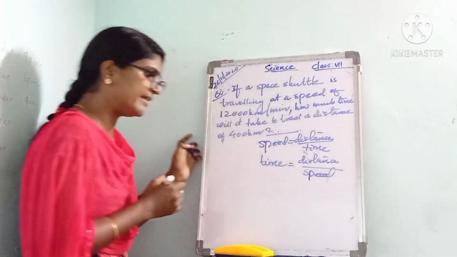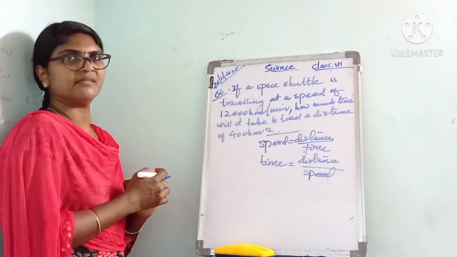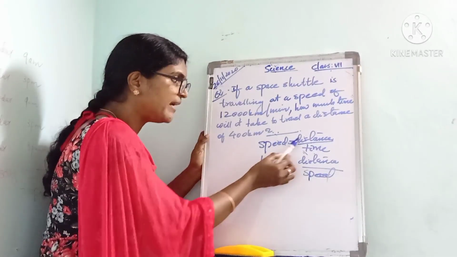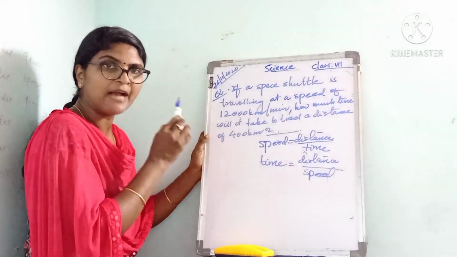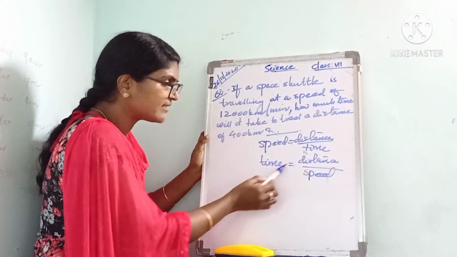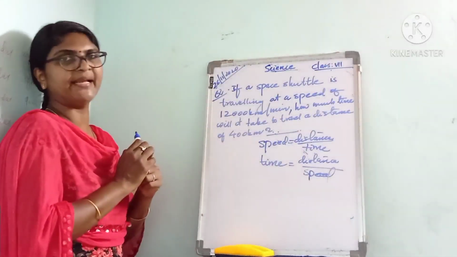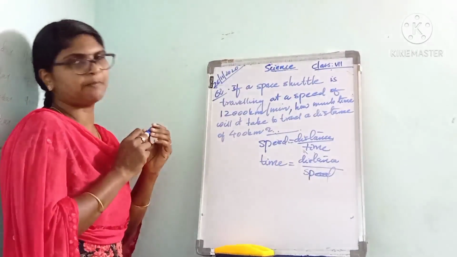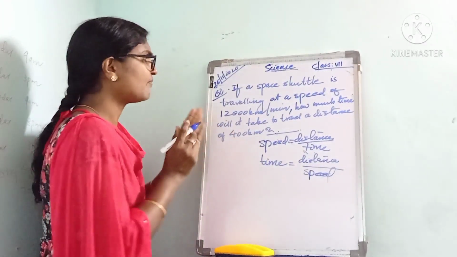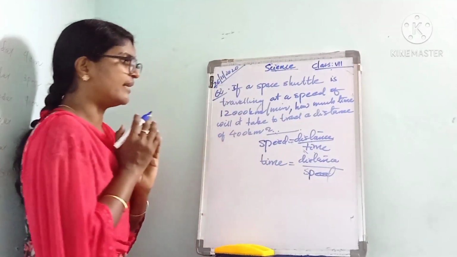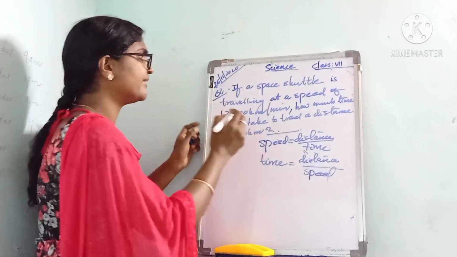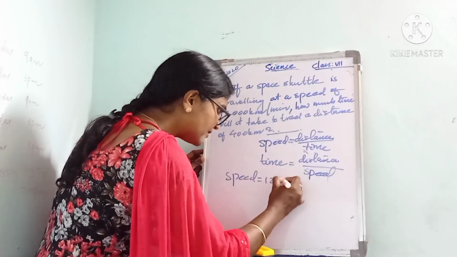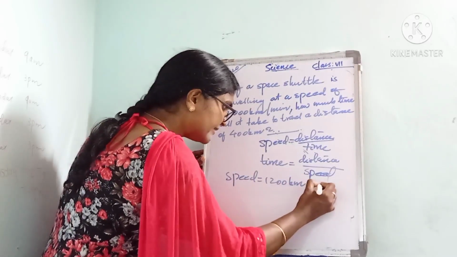Time is equal to what? Distance by speed. This is the equation that we are using here. We know the relation speed equals distance by time, and here we have to find time, so time can be written as distance divided by speed. Here the speed and distance are given. The speed is equal to 12,000 kilometer per minute.